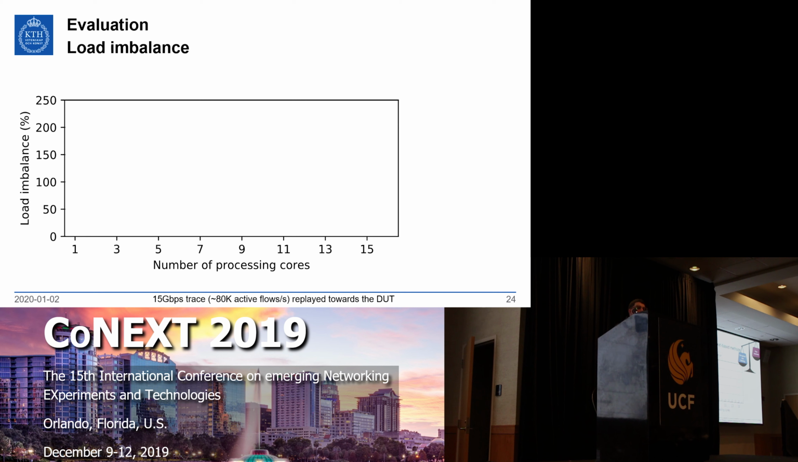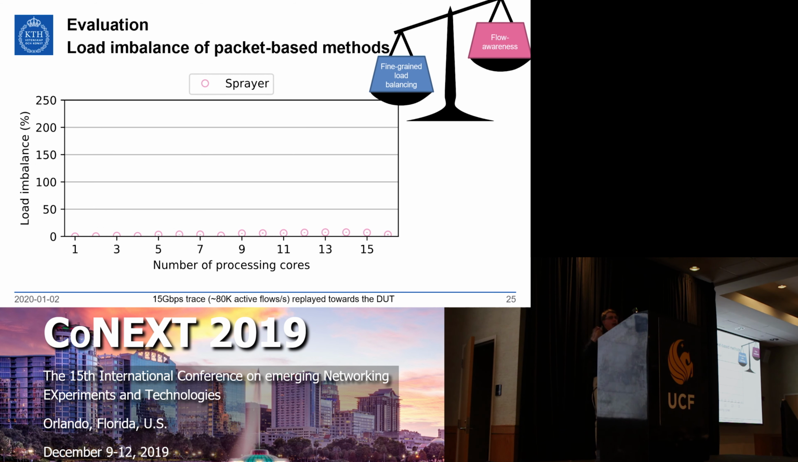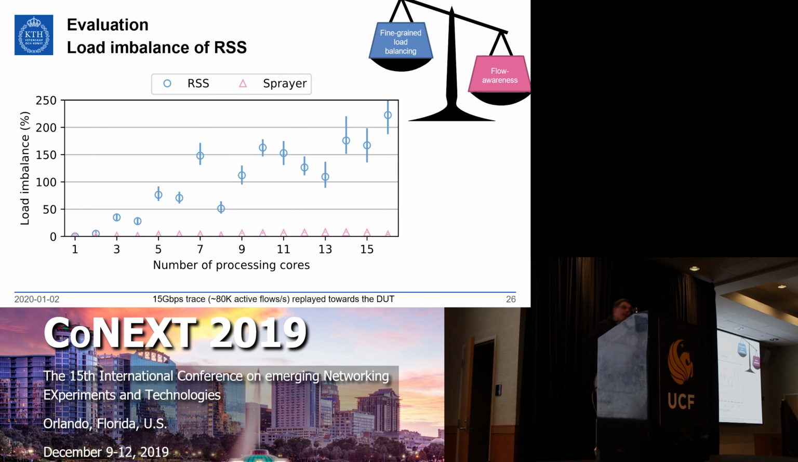The first technique we'll evaluate is those packet-based methods. You remember, for example, round robin would achieve very good load balancing, but NICs cannot actually do round robin. So some smart guys at HotNets last year came up with Sprayer, and basically they abuse RSS to randomly spray packets all over the cores, and that achieves very good load balancing. And then for RSS, as we've seen already, the load balance is not that good.